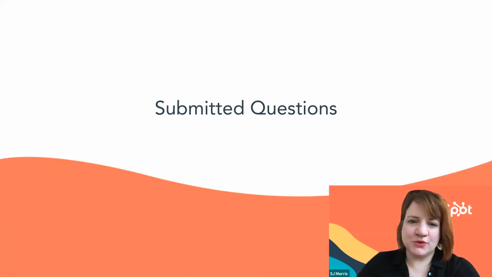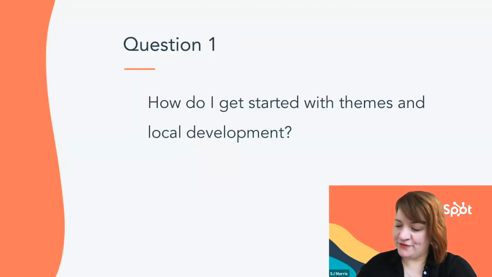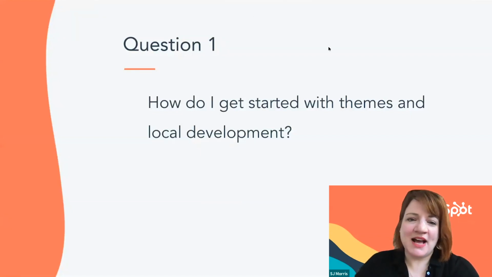So as I mentioned earlier, a bunch of you sent in some fantastic questions. So we're going to start in with some of those pre-submitted questions, and then we'll move to the live portion. So we're going to start with the first question, and Spyro, we'll hand this one over to you. How do I get started with themes and local development?